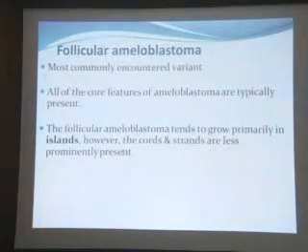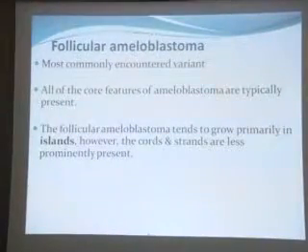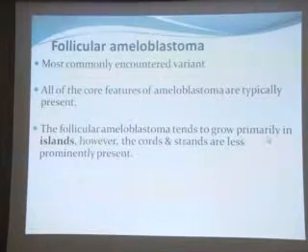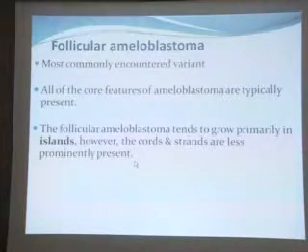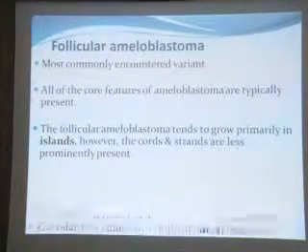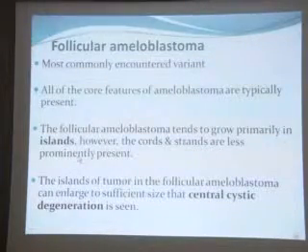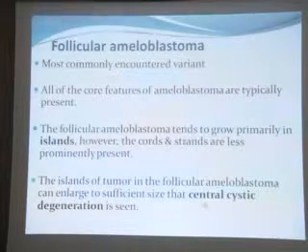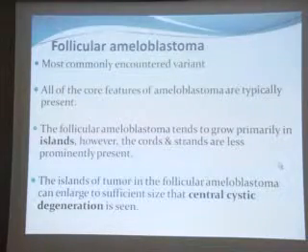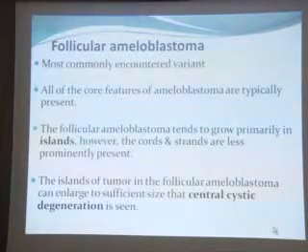Now as its name suggests, follicular, what do we mean by follicular? Histopathologically it presents in islands. The follicular ameloblastoma primarily tends to grow in islands. Sometimes cords and strands are also seen, but as it principally grows in islands, that's why the name follicular ameloblastoma. The islands of tumor in the follicular ameloblastoma can sometimes enlarge to such a great size that there may be central cystic degeneration.